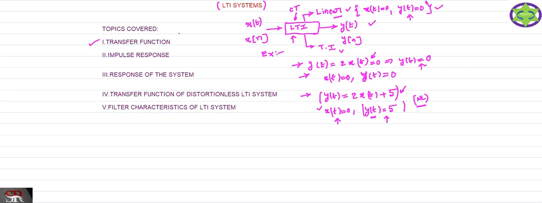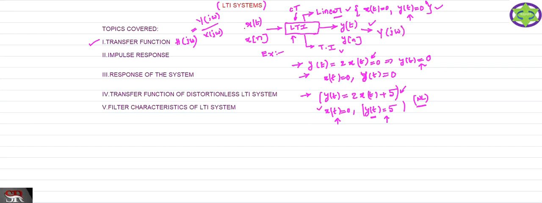Now what is the transfer function? The transfer function is H of omega. This is the representation of the transfer function. How can you define this transfer function? To define the transfer function, it is Y of j omega divided by X of j omega. So Y of j omega is what? The Fourier transform of the output signal. If you apply the Fourier transform on the output signal, we will get Y of j omega.